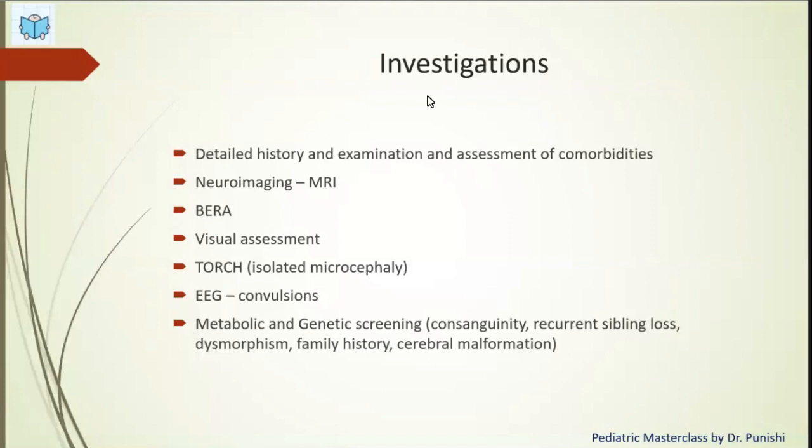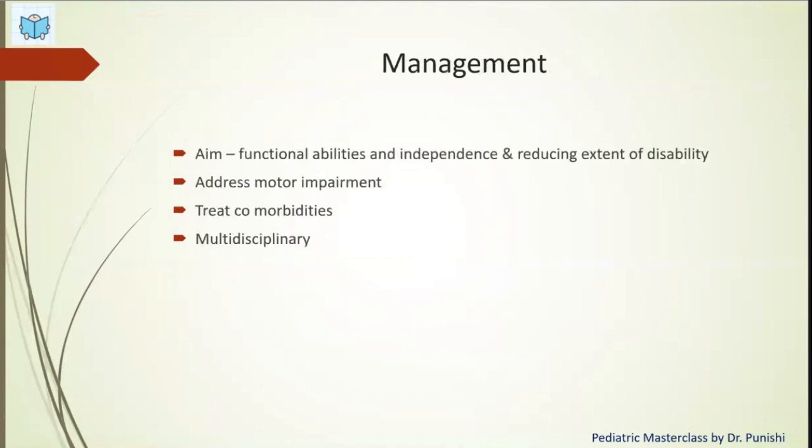to look for a baseline and then follow up, especially because you're going to put the patient on anti-epileptics. And what are the indications of a metabolic or a genetic screening when you're suspecting those in a CP child? There's a history of consanguinity, recurrent sibling loss, dysmorphism on examination, any significant family history, or if you find cerebral malformation on your neuroimaging, then you can think of doing a metabolic or a genetic screening. So these are the set of investigations that you need to do when you're working up a child who has developmental delay.